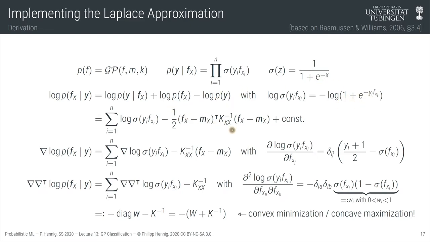What's the logarithm of the prior? Well, that's the logarithm of a Gaussian. And Gaussians are exponentials of minus quadratic forms. So here is the quadratic form that we have to care about. And then there's a bunch of normalization constants also, especially in the prior. Let's just push that into the constant so that we don't have to worry about them, because they don't depend on f(x). What's the gradient of this expression?